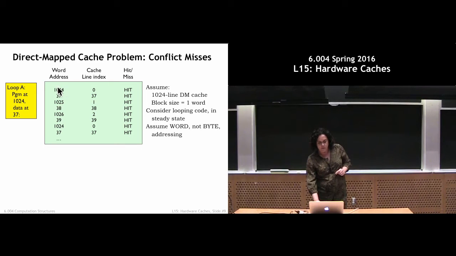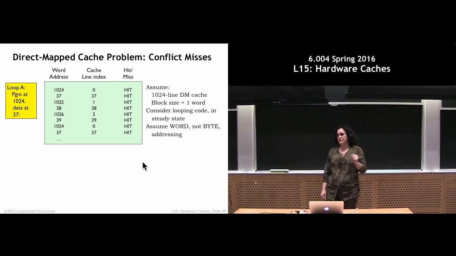So if we look at where address 1024 is going to go, it's going to go into index 0 in our cache. Address 1025 is going to go into index 1. 1026 is going to go into index 2, and then we're going to repeat our loop, so we go back to 1024, which is back to index 0. For our data, we have 37, 38, and 39, which map to indices 37, 38, and 39. And so what we see here is that all of the data and all of the instructions of this loop are going to fit in our cache. And so we're going to get a 100% hit rate in this particular example.